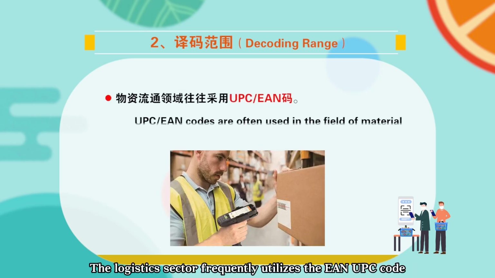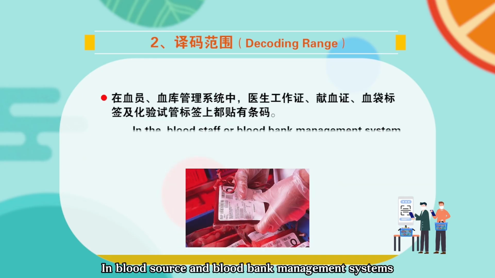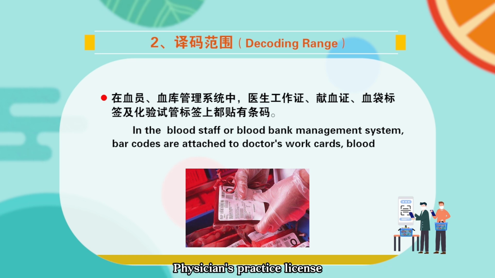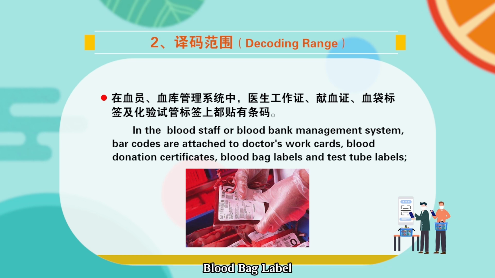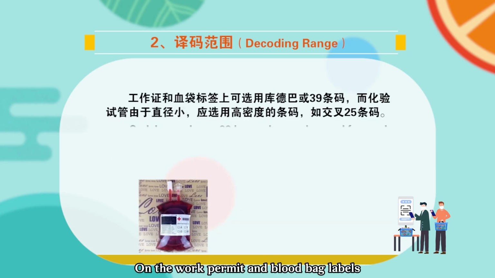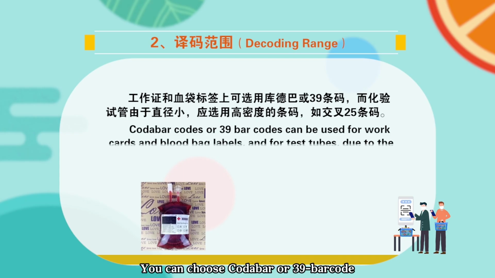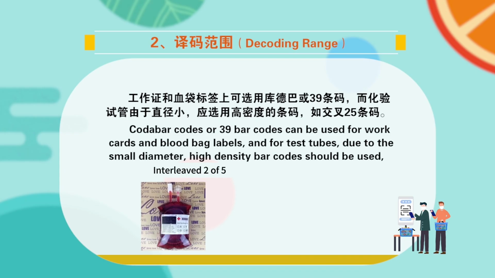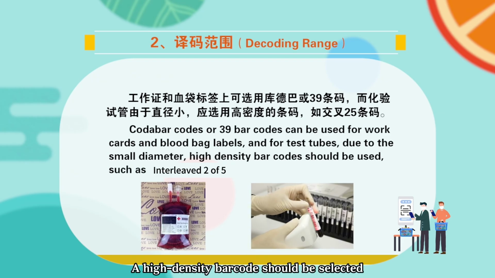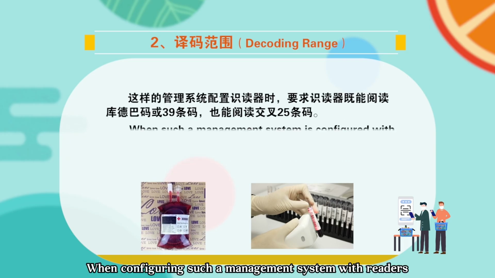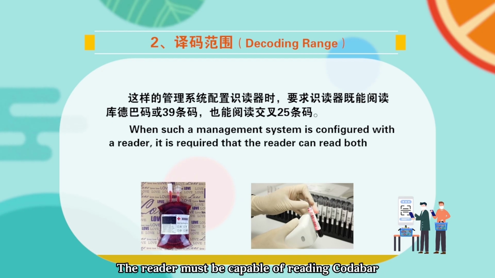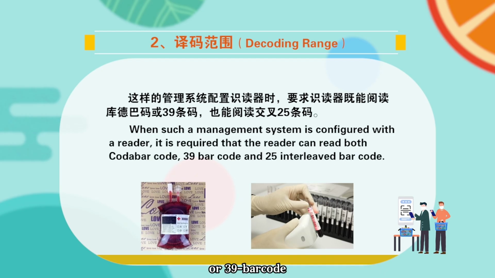The logistics sector frequently utilizes the EAN/UPC code. In blood source and blood bank management systems, the physician's practice license, blood donation certificate, blood bag label, and the laboratory test tube labels carry barcodes. On the work permit and blood bag labels, you can choose Codabar or Code 39 barcode. And the test tubes have a small diameter, so a high-density barcode should be selected, such as Interleaved 2 of 5. When configuring such a management system with readers, the reader must be capable of reading Codabar or Code 39 barcode. It can also read Interleaved 2 of 5 barcodes.